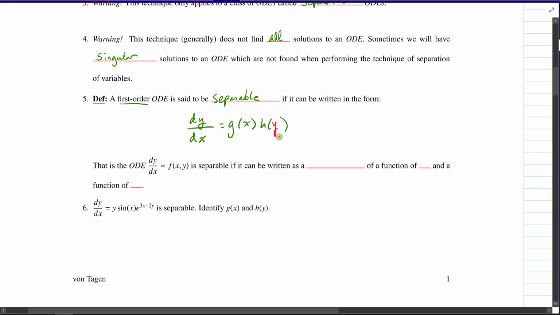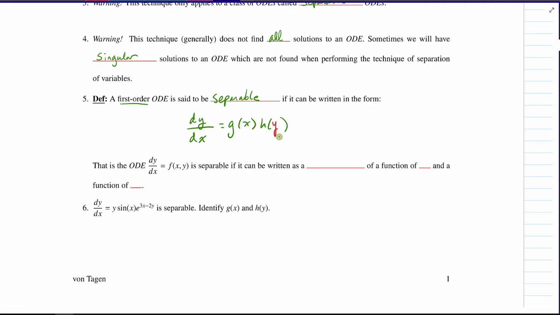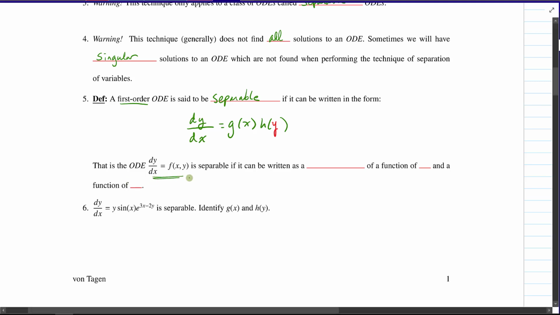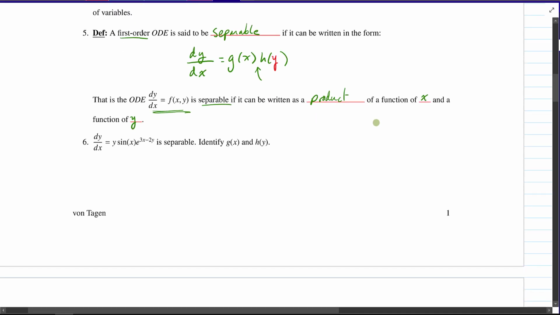If you're able to write this as a product of two functions, one a function of x and one a function of y, then you've got a separable equation at hand, and the technique of separation of variables may apply, and it may be the best route to take in solving the ODE. Let me say that again. This is any first order ODE that can be written in normal form, but if we can write it as a product of a function of x and a function of y, then we would call that ODE separable.